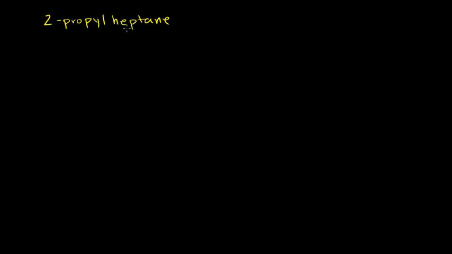So the longest chain here, hept is the prefix for 7. So this tells us that we're dealing with all single bonds. That's what the ane tells us. If we had double bonds, it would be ene. Triple bonds, yne. We're going to see that in the future, but let's stay simple right now. The hept tells us that we're dealing with seven carbons. And then what does this 2-propyl mean?